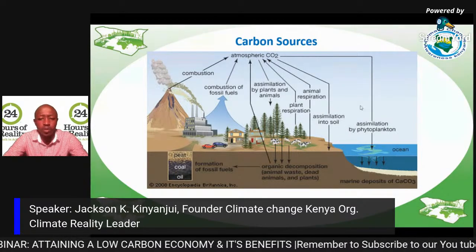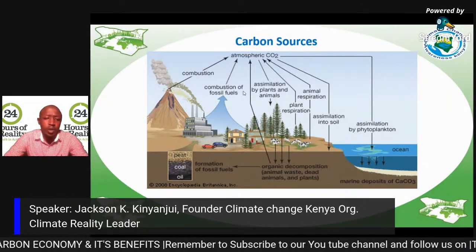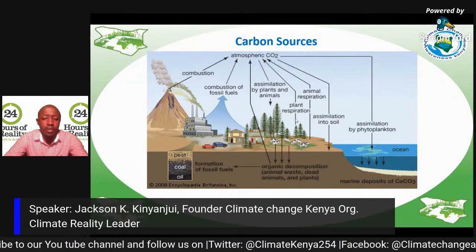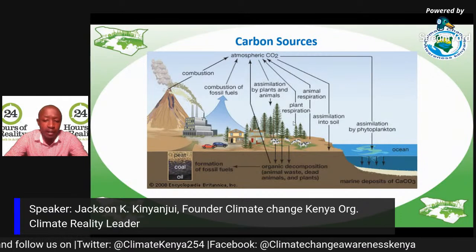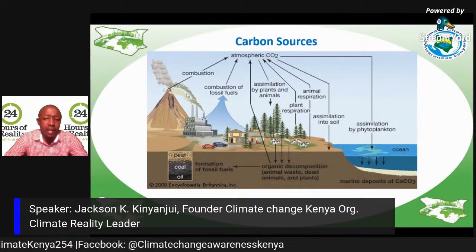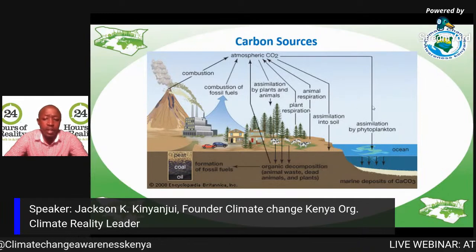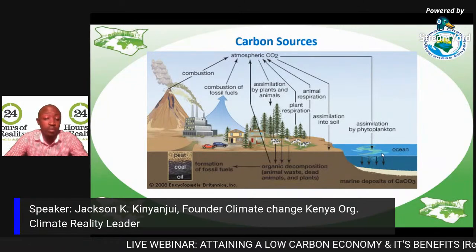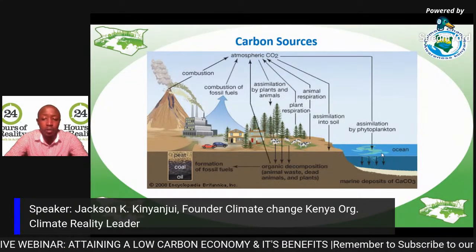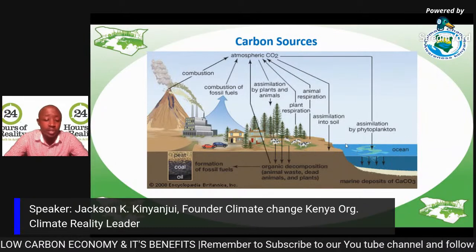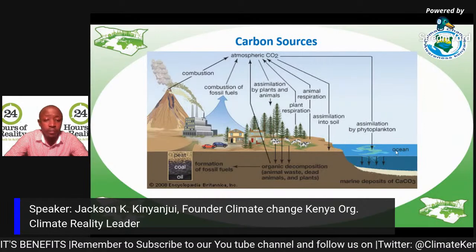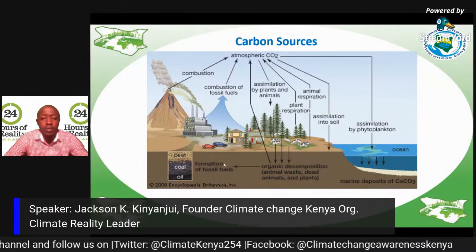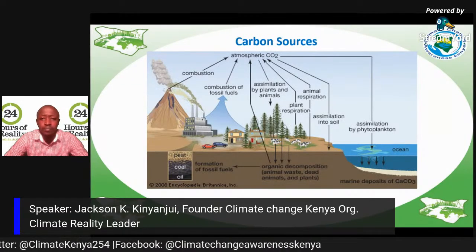In the carbon sources we're going to look into in this chart in front of you, you'll be able to see we have combustion, fossil fuels, and sources of carbon from the plants, from the animals, from the ocean bodies, and this is a cycle. We are going to realize later on that we have carbon sinks, and the carbon sinks include the ocean bodies, which form the largest. 70% of our planet is composed of the oceans. We also have the trees, the soil, and some of the animals that help in this. So these are some of the carbon sources that we have.